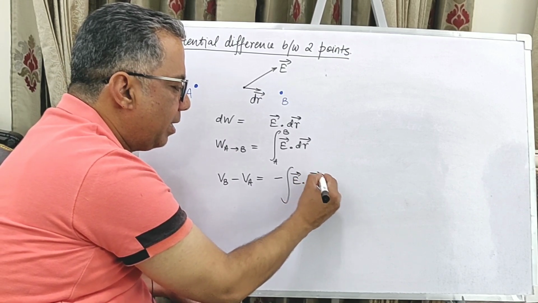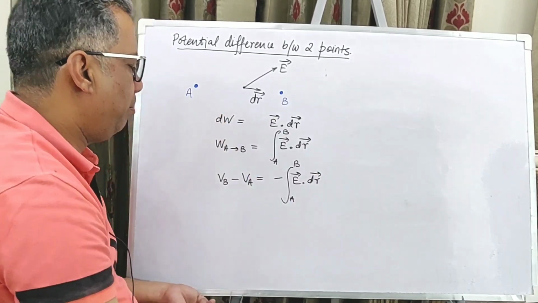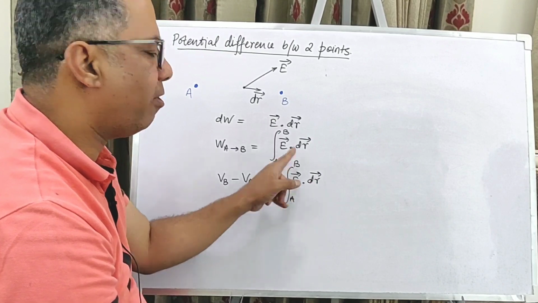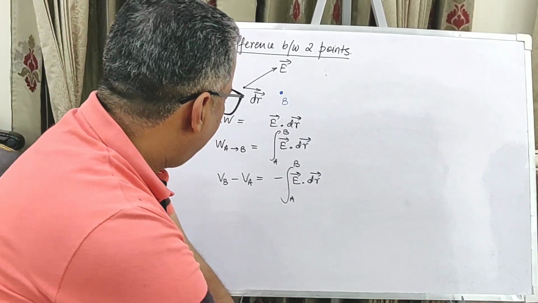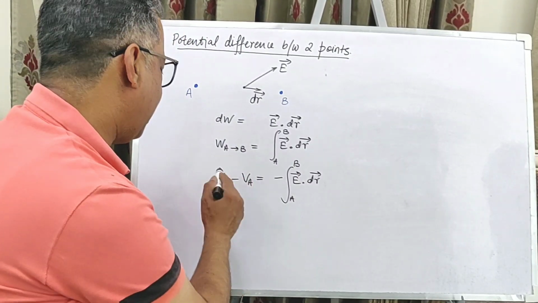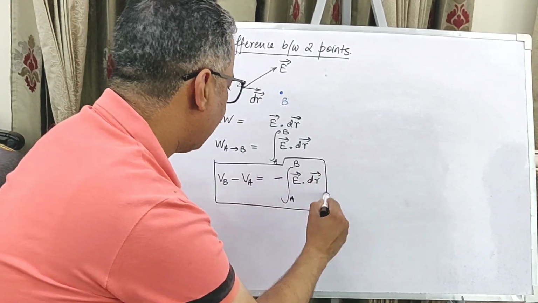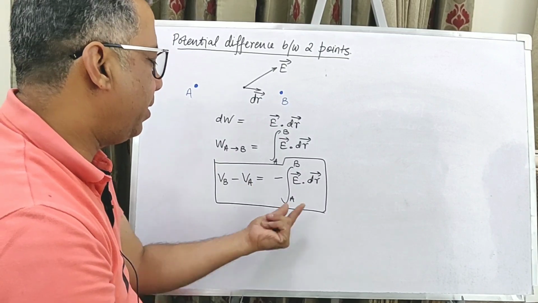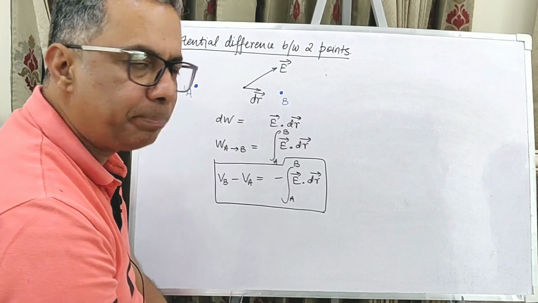E dot dr integrated from A to B. So VB minus VA equals E dot dr integrated from A to B. Now, there can be a situation where this is that much easier to calculate. This will be easy to calculate when the electric field is uniform.